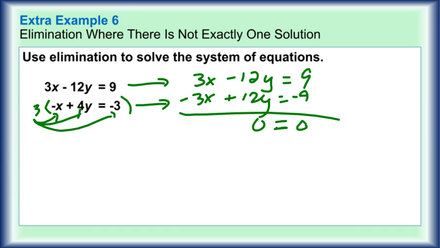Since both sides are equal to each other, this would be many solutions, which just means the lines are identical. The previous one, the lines were parallel because the slopes would be equal. That's why there was no solution. That's our lesson on solving systems of equations algebraically.